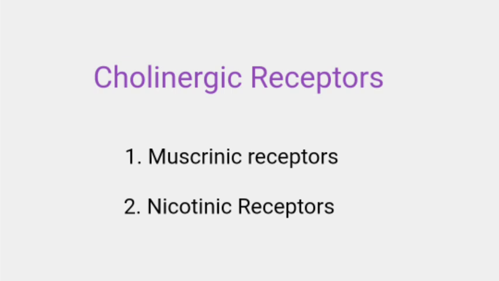Now I have cholinergic receptors. There are two families of cholinergic receptors, designated muscarinic and nicotinic receptors, that can be distinguished from each other on the basis of their different affinities for agents that mimic the action of acetylcholine.